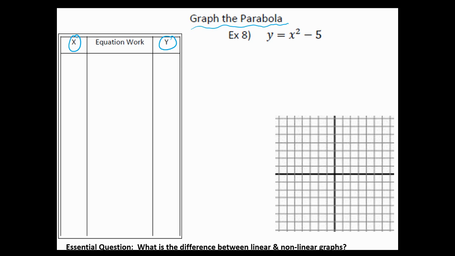So I'm going to lead you with the numbers. Again, you always want to pick 0. And then let's pick 1 and 3. And we'll pick -1 and -3. Now let's see what happens when we plug those into the equation. So it's y equals x squared minus 5.